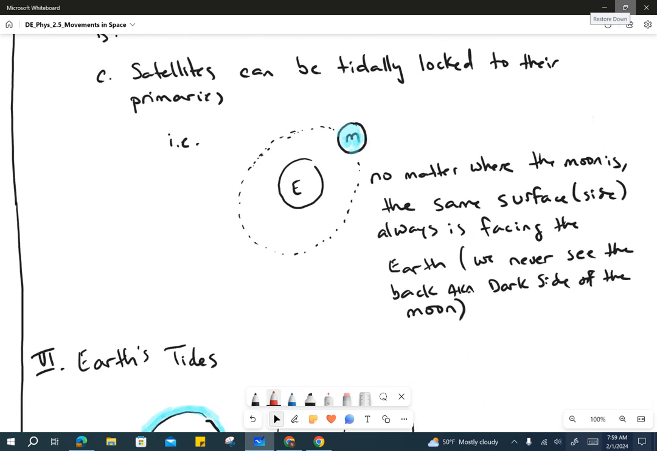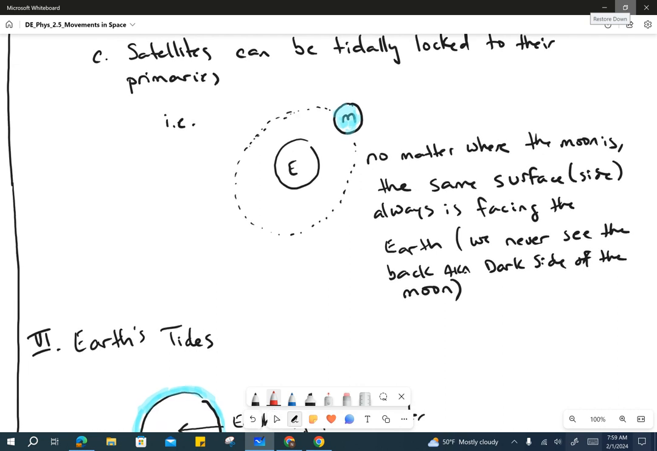Sometimes these satellites can be tidally locked. As you can see here, the moon is tidally locked to the Earth. That means that the face of the moon is always going to be facing the Earth. We never get to see the backside. The only way that can happen is if the rotation of the moon is exactly the same speed as its orbital speed.